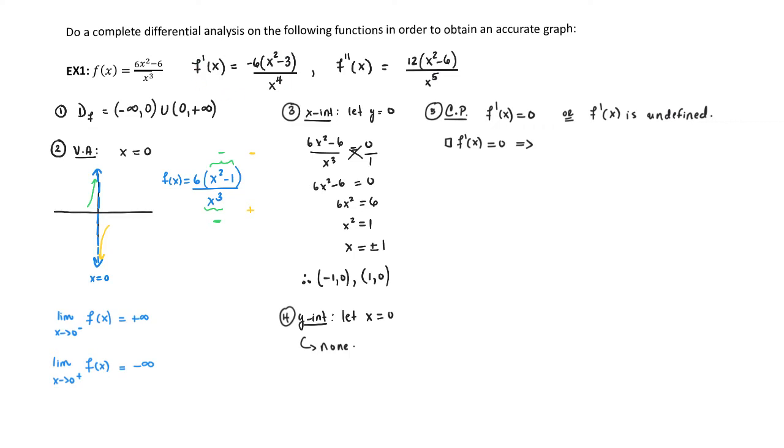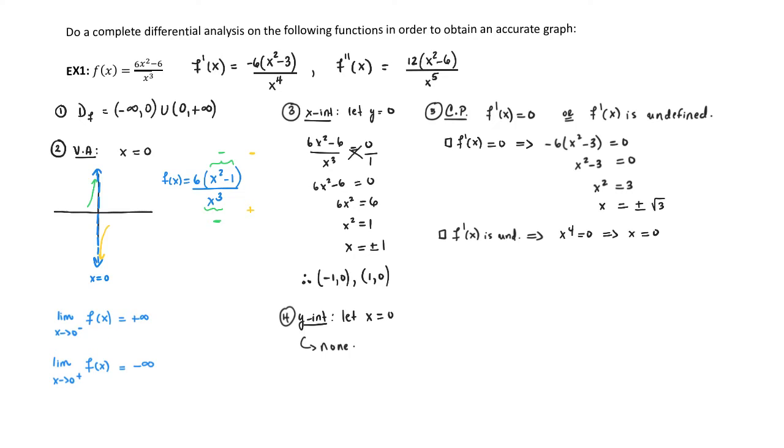Now here is the derivative, it is 0 exactly when the numerator is 0. So that means when negative 6 times x squared minus 3 equals 0. Meaning when x squared minus 3 is equal to 0, when x squared is equal to 3, when x is equal to plus or minus square root of 3. Then for the second case, when f prime of x is undefined. F prime of x is undefined exactly when the denominator is equal to 0. So that means when x to the fourth is equal to 0, in other words, when x is equal to 0.